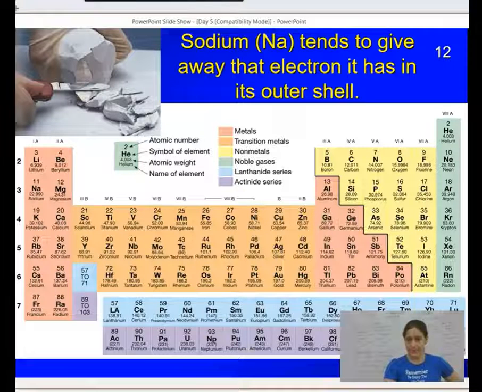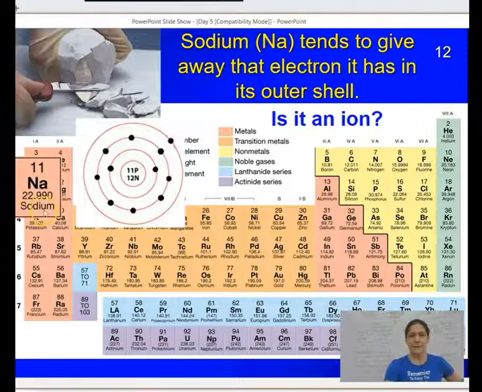So let me just point out to you that this picture up here is the element sodium. Sodium is abbreviated Na. Here it is on the periodic table. It is the 11th element. And if I just tell you that sodium tends to give away that electron in its outer shell, it wants its outermost orbital to be filled. This orbital right here happens to be able to hold 8 electrons. It's only holding one. It doesn't really like that.